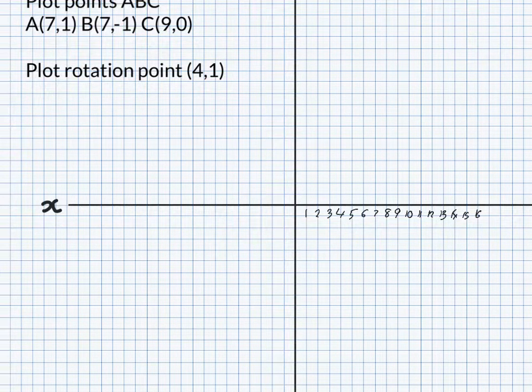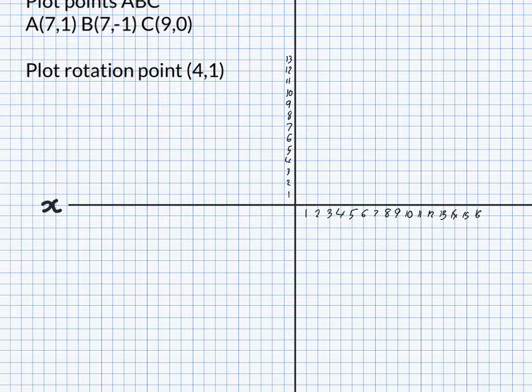You'll notice that I put each of the numbers on the line so that when I follow the line up, I know where to plot my point. I'm going to do the same thing on the y-axis. So we have 1, 2, 3, 4, 5, 6, 7, 8, 9, 10, 11, 12, 13.